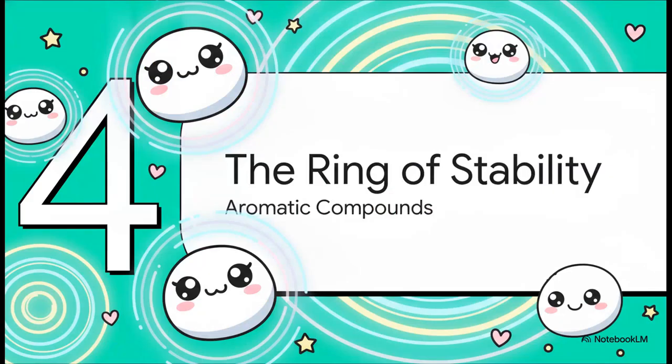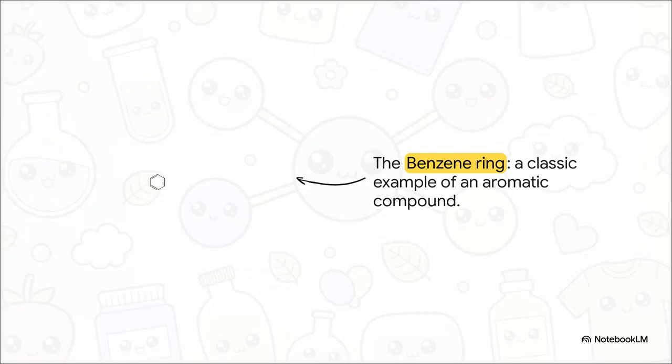Which brings us to Section 4, the ring of stability. Now this is where things get really fascinating. Let's look at the classic benzene ring. You might see it drawn with alternating double and single bonds, but those lines you see inside the hexagon actually represent something called a resonance hybrid.